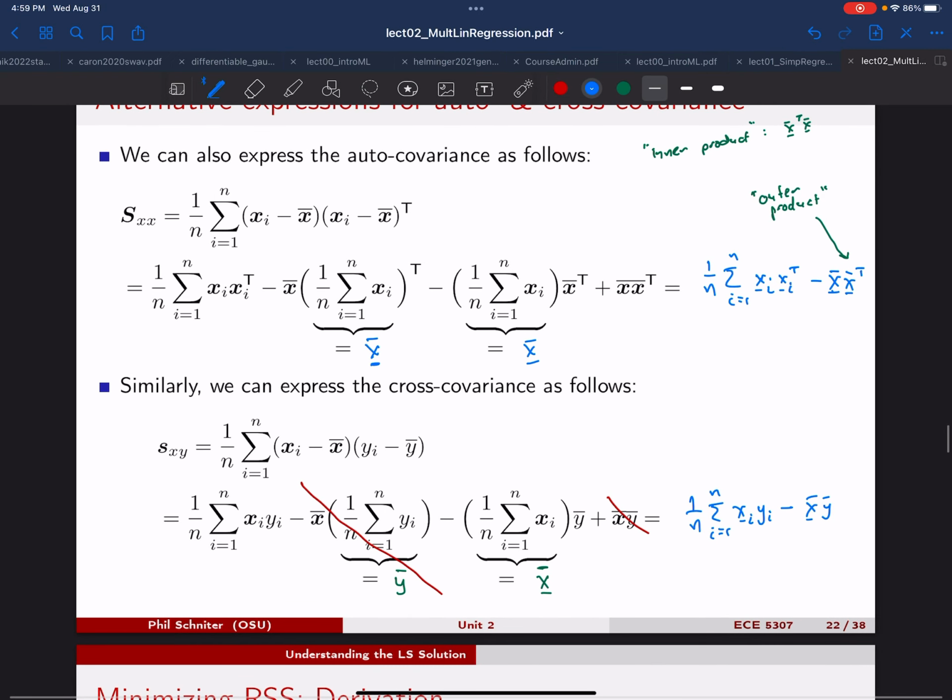Okay, and that is convenient because sometimes this shows up, and now you know that that's nothing more than the cross covariance minus the product of the means.